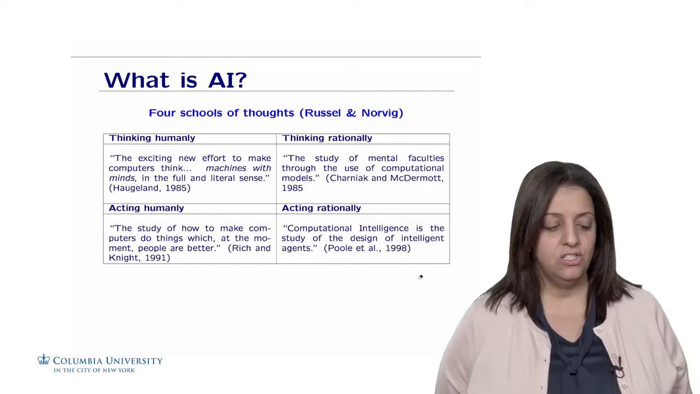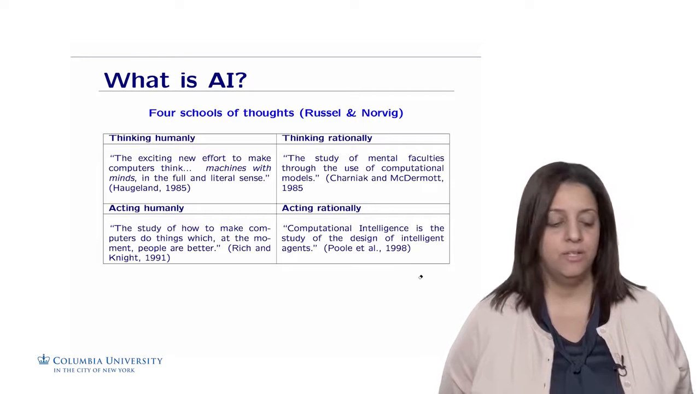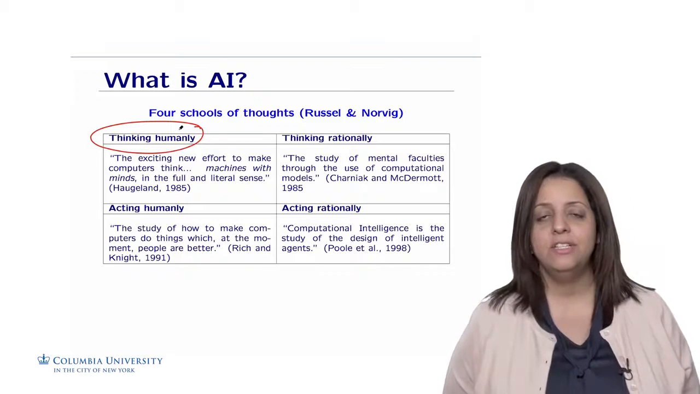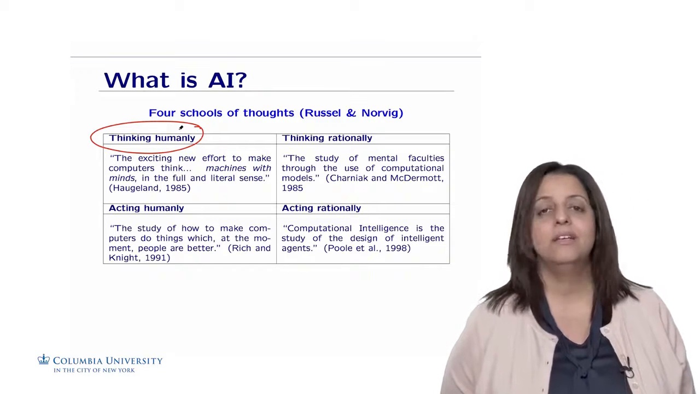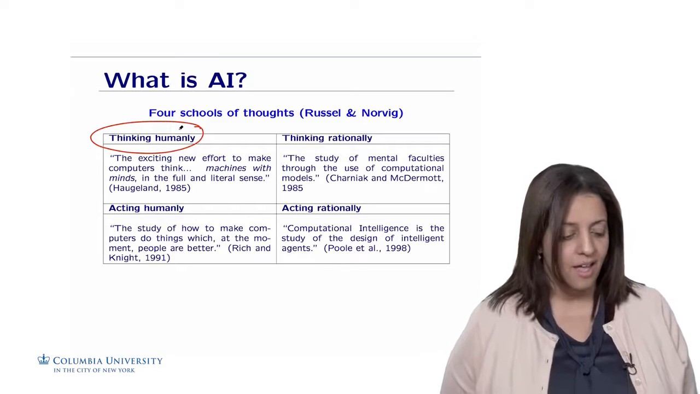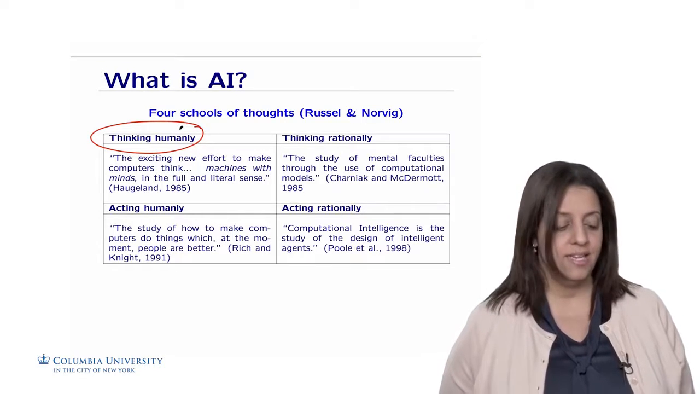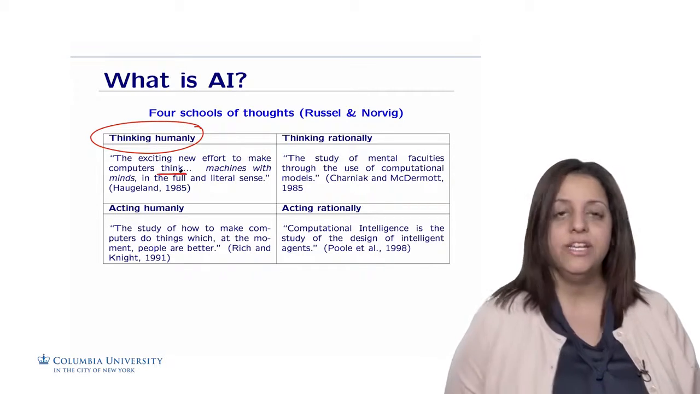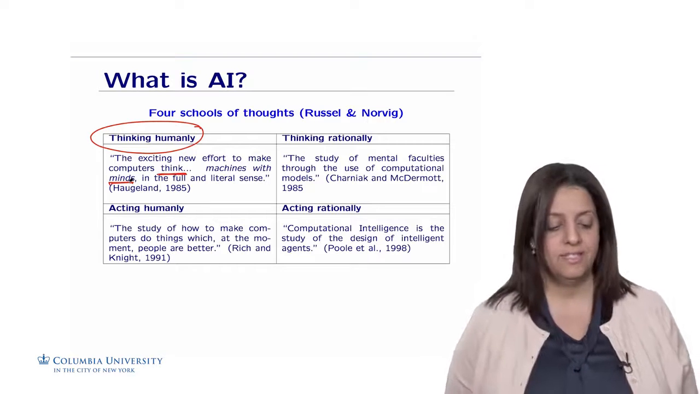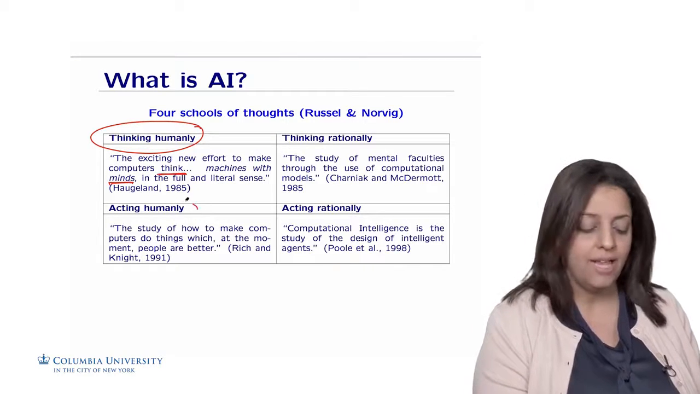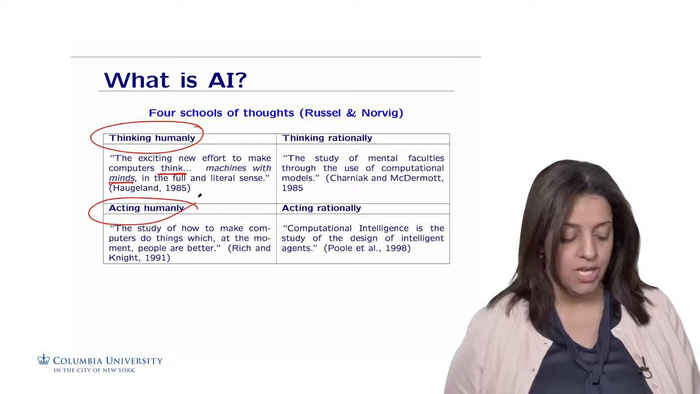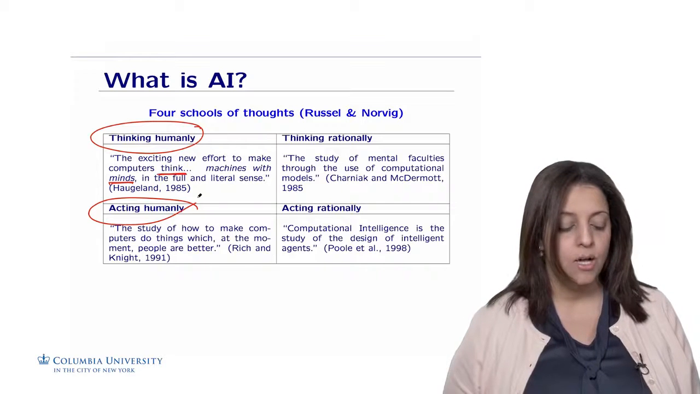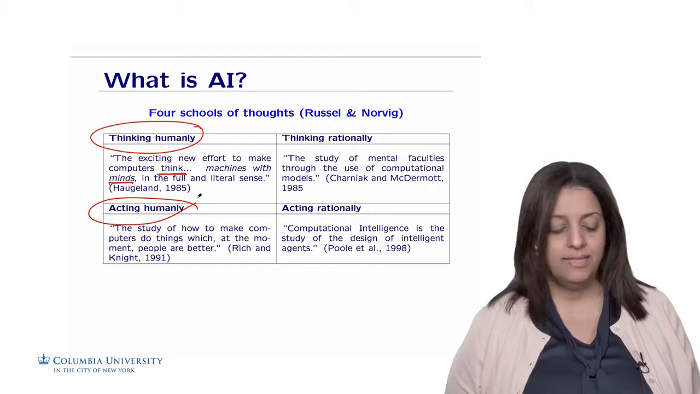So what is artificial intelligence? There are 4 schools of thoughts according to Russell and Norvig. The first one is about thinking humanly, in which several researchers defined it as how to make computers have a mind or think. One of them is Haugeland in 1985 that says that it is the exciting new efforts to make computers think, machines with minds in the full and literal sense. The second school of thought is about acting humanly, as defined by Rich and Knight in 1991, as the study of how to make computers do things which at the moment people are better at.